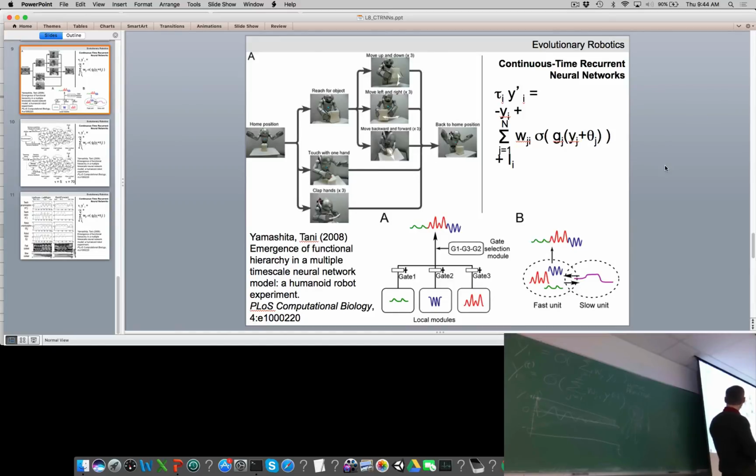Okay, we've got a couple more slides where we'll look at this particular neural network in a little bit more detail, but we'll leave that for Tuesday.